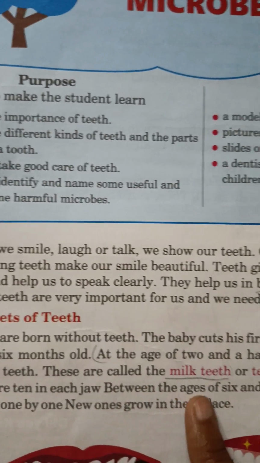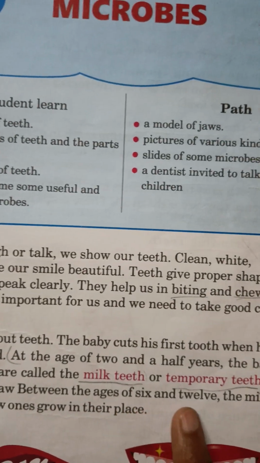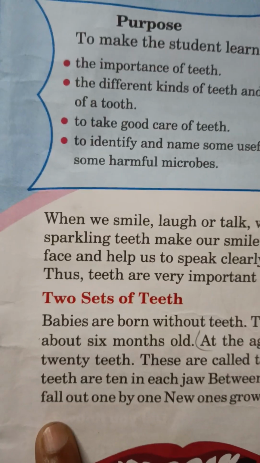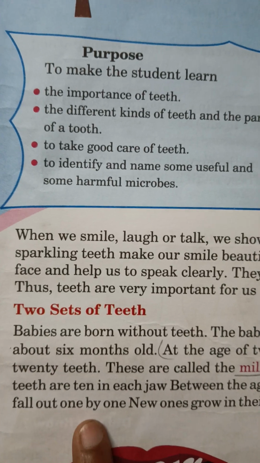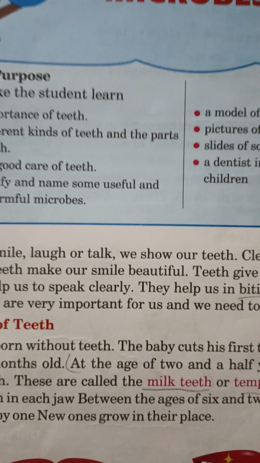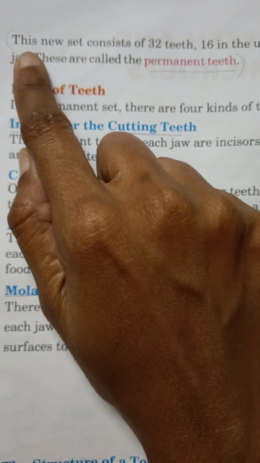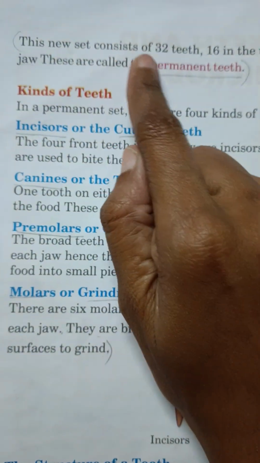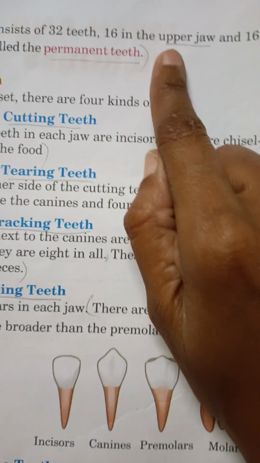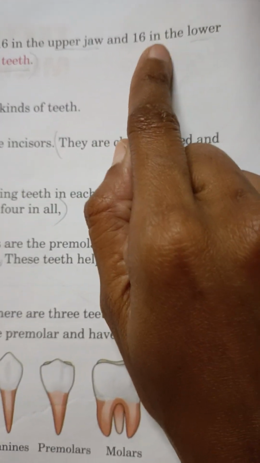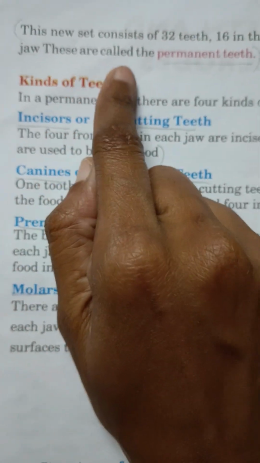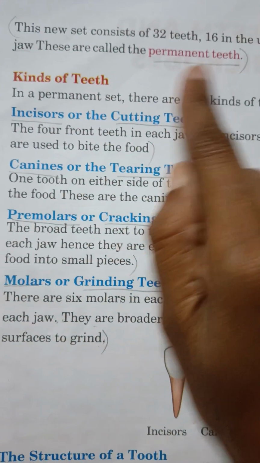Between the ages of 6 and 12, the milk teeth fall out one by one. New ones grow in their place. This new set consists of 32 teeth, 16 in the upper jaw and 16 in the lower jaw. These are called the permanent teeth.